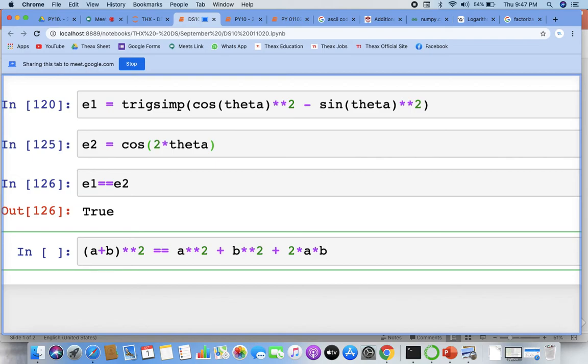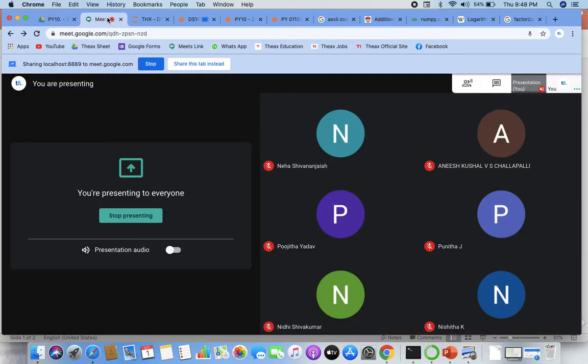Yes, sir. Who said answer yes? Okay, fine. What about the rest? 1, 2, 3, 4, 5. Quickly. True or false? Yes. Okay. No. Pujita is saying no. Neha, Nidhi and Nishita, what are you doing? Yes, sir.